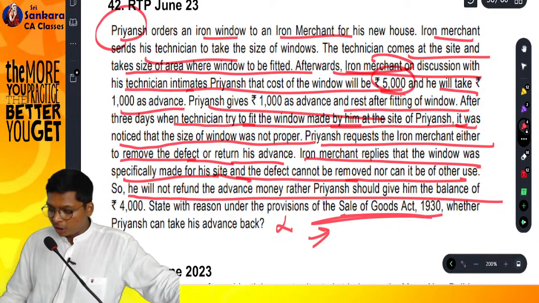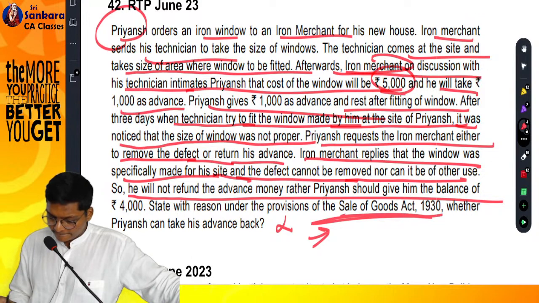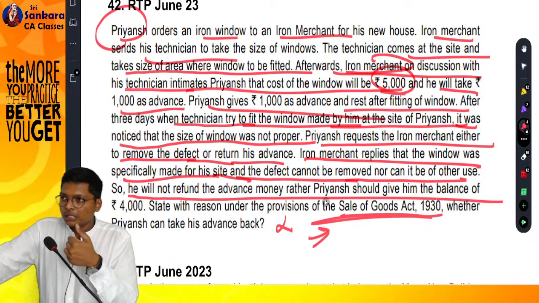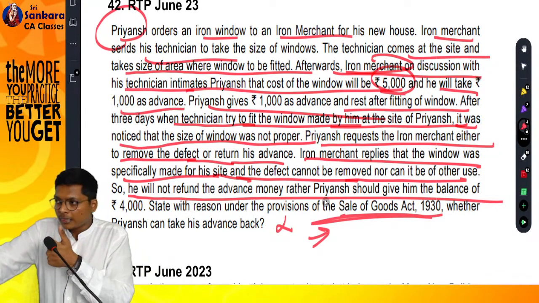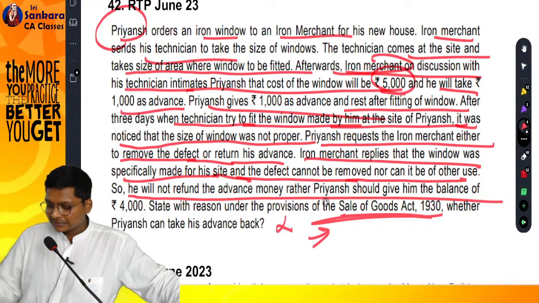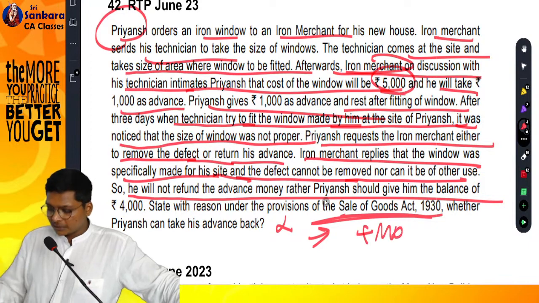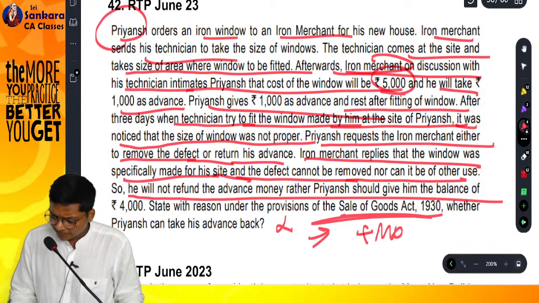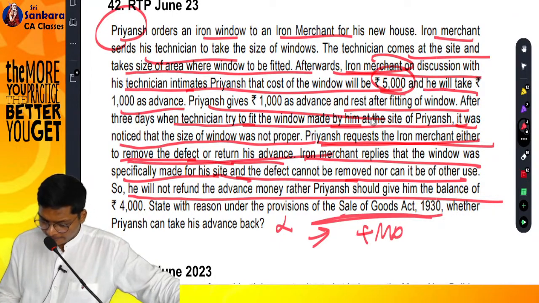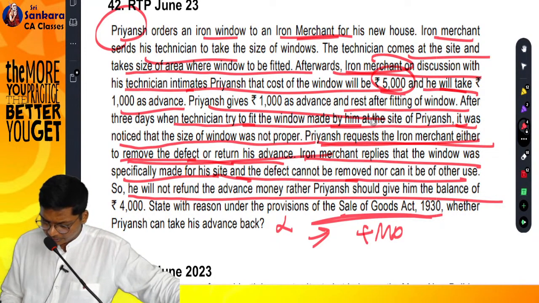Condition as to quality or fitness. Yes, you can write that also. Ideally, you can write both. Description as to quality or fitness: I informed him I want this, relied on the seller's skill. That plus merchantability can be written. Priyansh requested either to remove this defect or return the advance. Okay. Iron merchant.